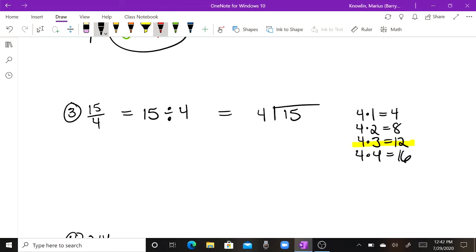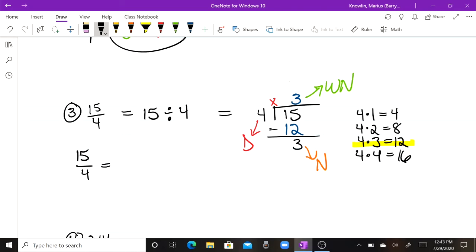So 4 times 3, that's going to make 12. And then we're going to subtract. 15 minus 12 is 3. We can stop here because 4 cannot go into 3. The 3 on the top is our whole number. The 3 down here is our numerator. And that 4 is going to remain our denominator. So if I wanted to rewrite 15 divided by 4 as a mixed number, I would write it as 3 and 3/4. And that would be our final answer.